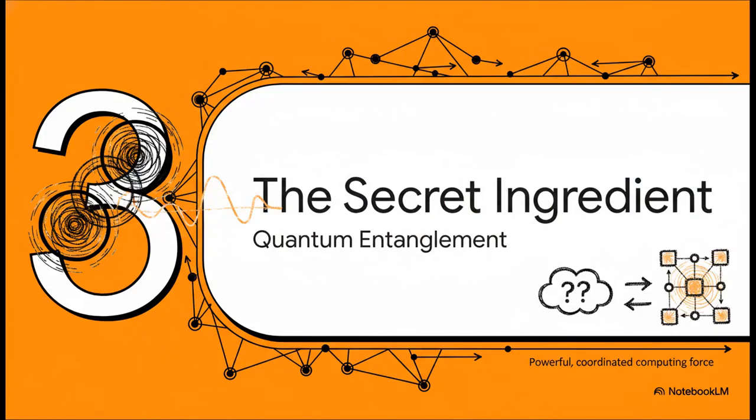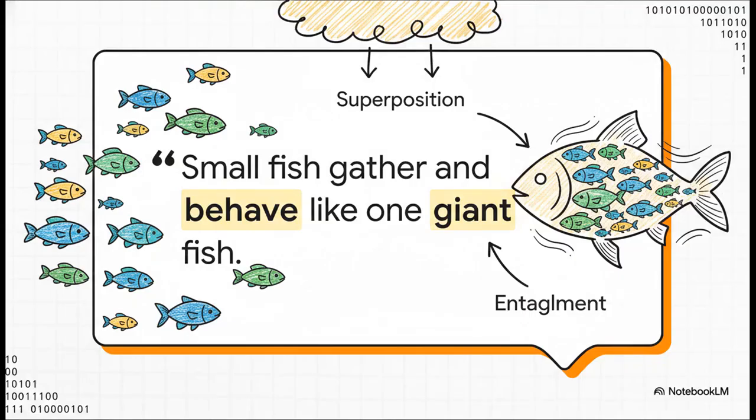It all comes down to a property that even baffled Einstein. He famously called it spooky action at a distance. We call it quantum entanglement. And this is what takes that chaotic cloud of possibilities and turns it into a single, focused, problem-solving machine. You know, there's this fantastic analogy from our source material that just nails it. It's like that old kid's book, Swimmy. Superposition gives you a whole school of little fish, each one representing a different possible answer. But entanglement is the magic that makes them all swim together, in perfect sync, acting like one single giant fish.